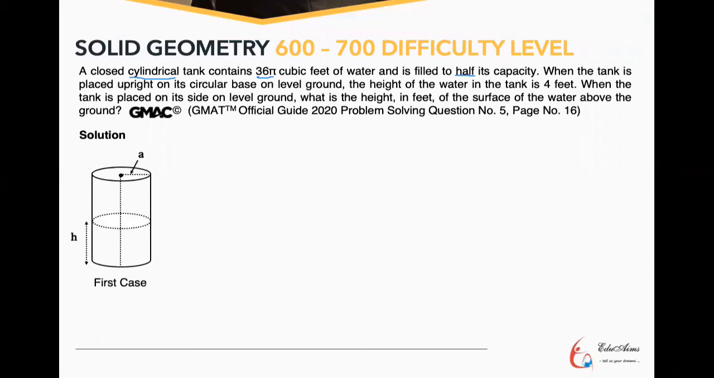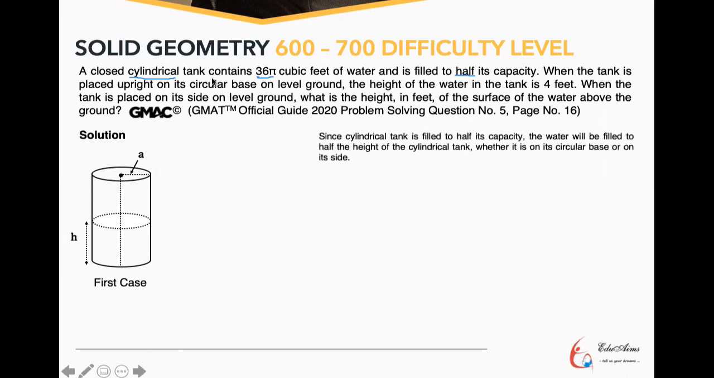Right. So here we have the cylindrical tank where the water is filled to a level h, which means since the cylindrical tank is filled to half its capacity, the water will also be filled to half the height of the cylindrical tank. Whether it is on its circular base or it is lying on its side, the water will fill half the height of the cylindrical tank. Now, this height they have already given out here as 4 feet. So this particular height, h, is 4 feet, right? And this is filled with water.